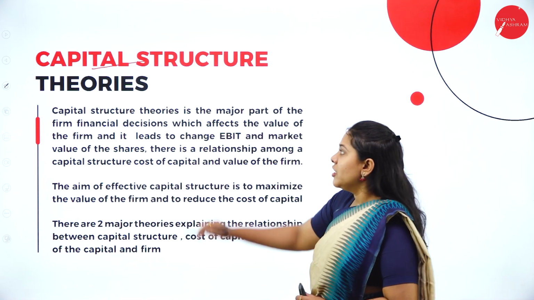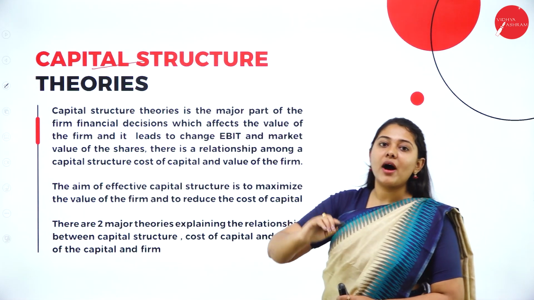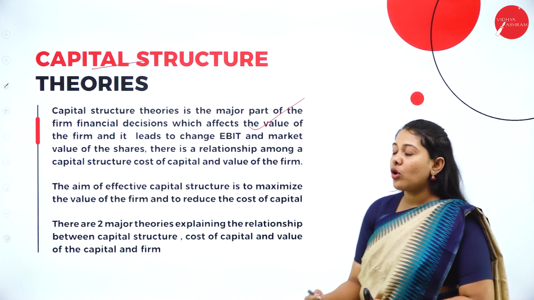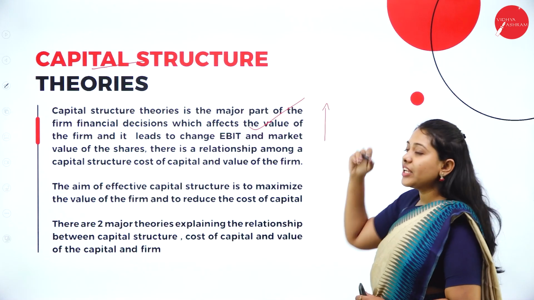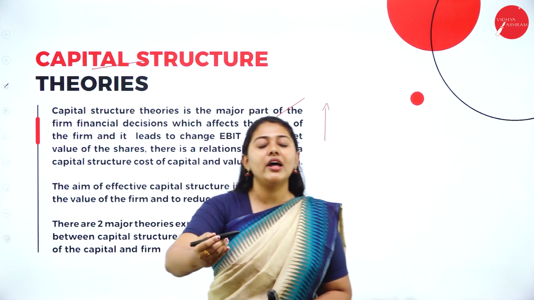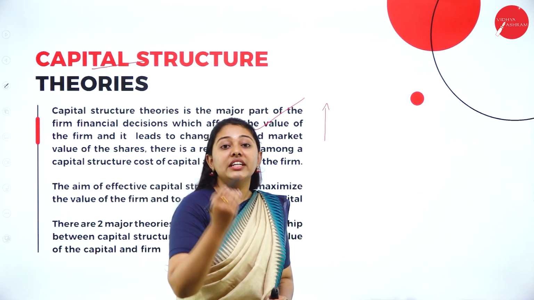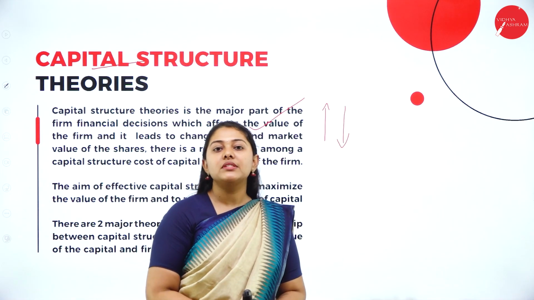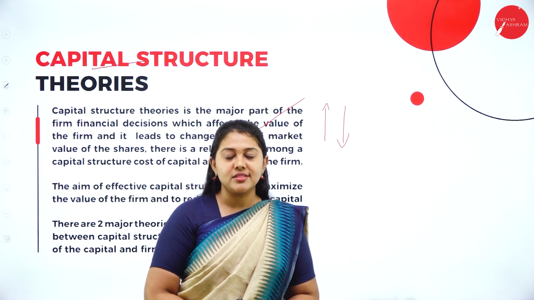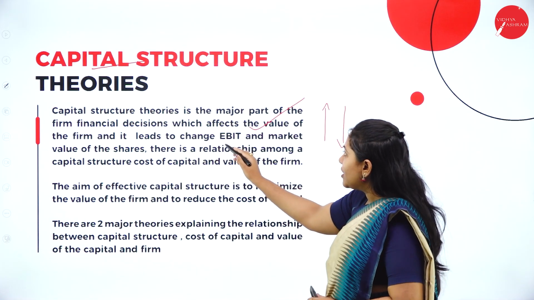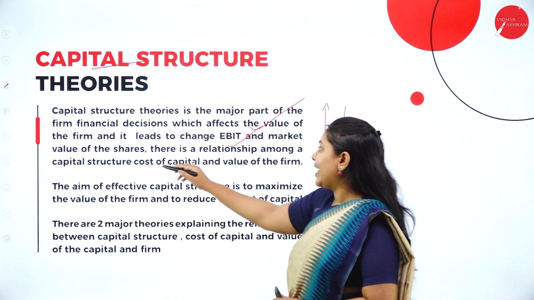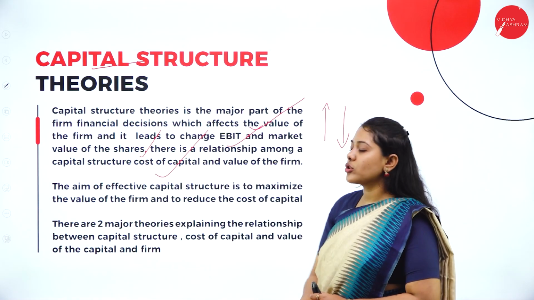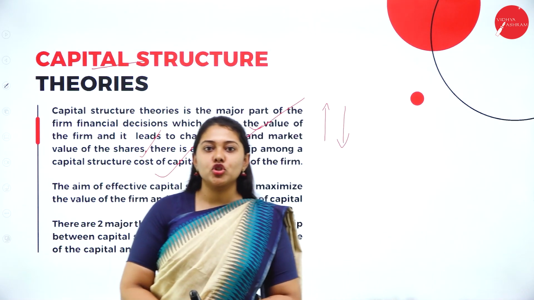So let us understand, capital structure theory is a major part of financial decision which affects the value of the firm. So your value of the firm should increase, and how will the value of the firm increase? When there is decrease in the cost of capital. So when there is decrease in the cost of capital, the value of the firm increases, which leads to change in EBIT and the market value of the share. So there is a relationship among the capital structure, cost of capital, and the valuation of firm.